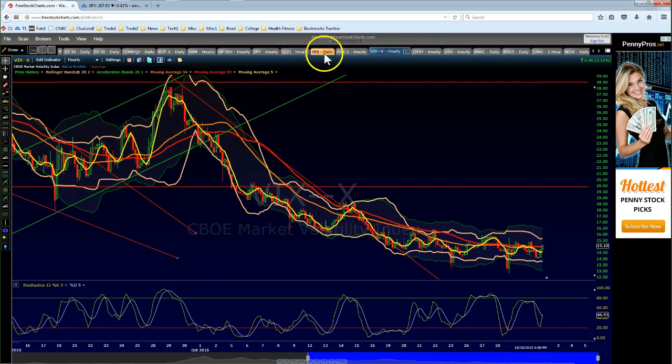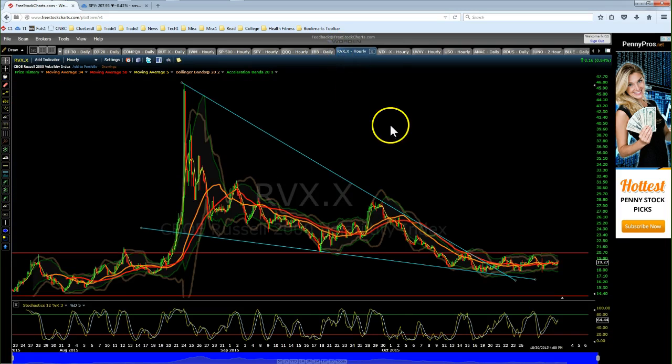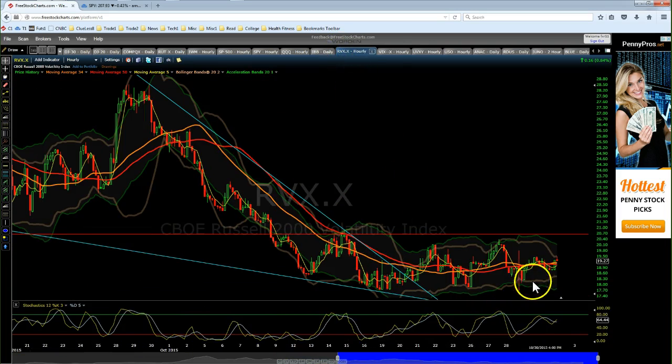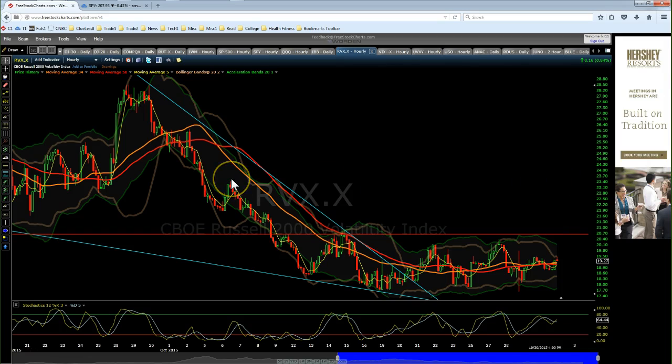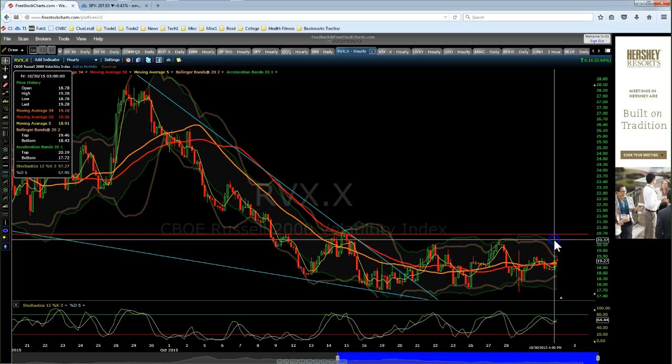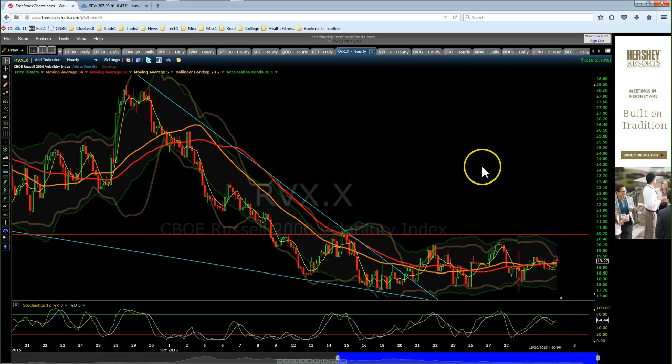All right, let's take a look at the RVX. That's for the Russell 2000. Same thing here. It's capped between the Bollingers, right? And the acceleration bands up here. So anybody looking at this chart thinking it's going to go all the way up here, well, they have to follow what the charts are telling us, and they're telling us that this is the trading band it's trading in. Once it breaks above that, let's say it breaks above 20, then there's a massive trend change.